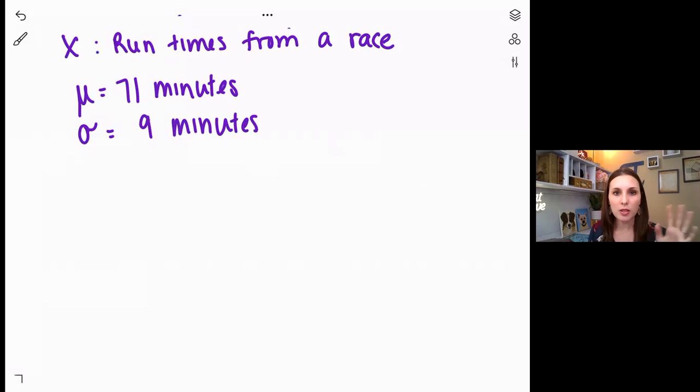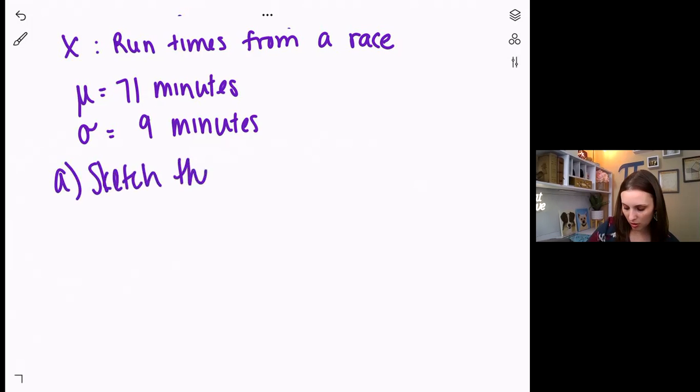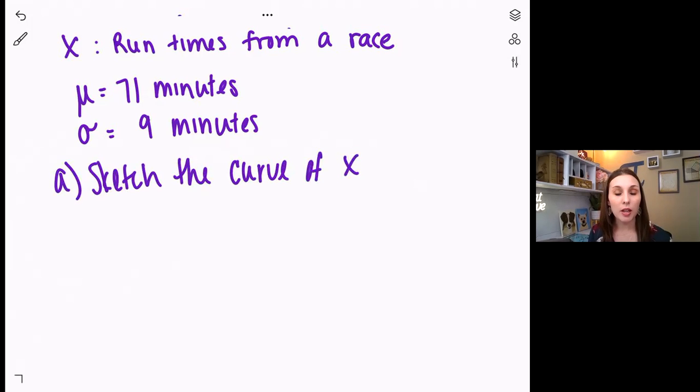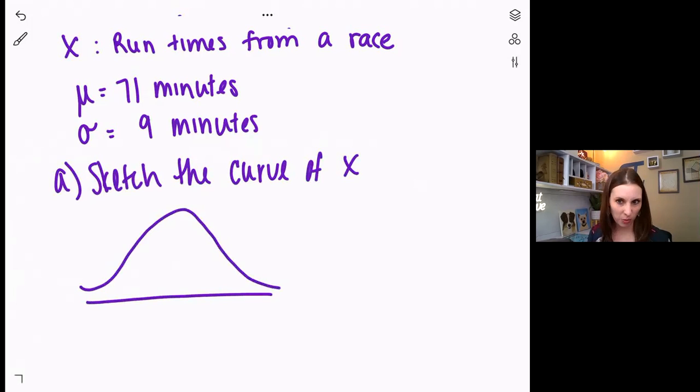And if I were to ask you to sketch the curve of x, then in the problem it would say this is normally distributed. So that's given to us also that it's normally distributed. So it's going to follow the shape of a bell curve. So you're going to sketch your bell curve. It doesn't have to be perfect, obviously, where the center of your bell curve is the mean.